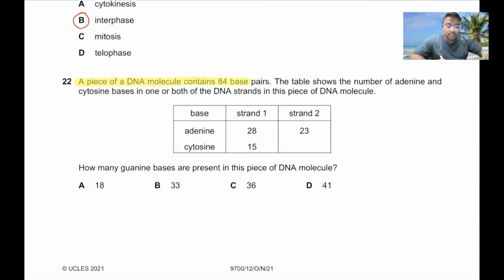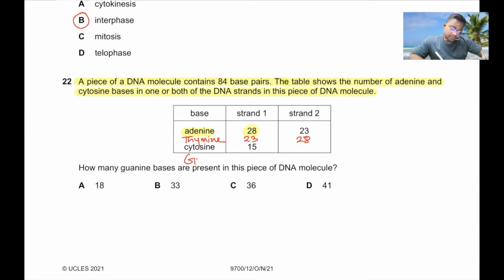Question number 22. A piece of DNA molecule contains 84 bases. The table shows the number of adenine and cytosine bases in one or both of the DNA strands in this piece of DNA molecule. We can see we have 28 adenine in strand 1. So there is a likelihood that there will be thymine in strand 2, which will be 28. If there are 23 adenine in strand 2, there will be 23 thymine in strand 1.